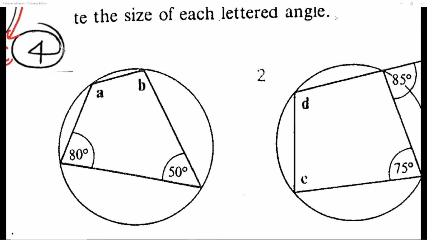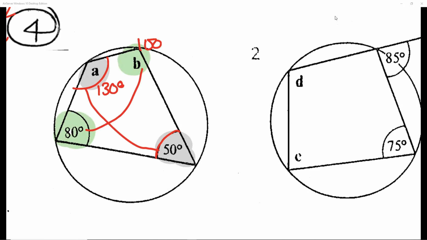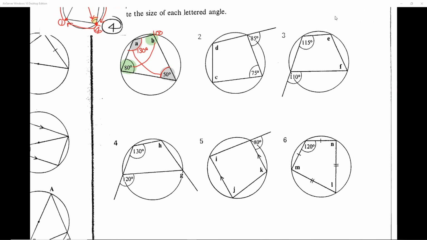So question number 1, Eliza, carry on. So this is 50, and another angle added makes 180. So A would be 130, because these two angles are opposite angles of a cyclic quadrilateral, and these also are opposite. So it would be 280. That will be 100, because the green ones add up to 180 and the gray ones add up to 180. Oh yeah, I was actually thinking of 360. Okay, next question is yours, Eliza.